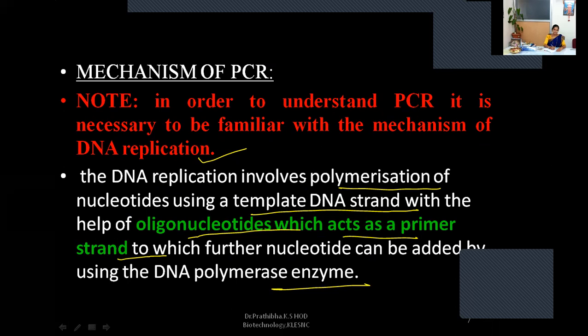So DNA replication is nothing but the polymerization of nucleotides. The DNA will be replicated into many copies, and the polymerization happens in the presence of the enzyme, with the help of oligonucleotides, which act as primers. Oligo means few, so oligonucleotides are a few nucleotides, that is the primers. In the presence of single stranded primer, this polymerization or synthesis can be seen.